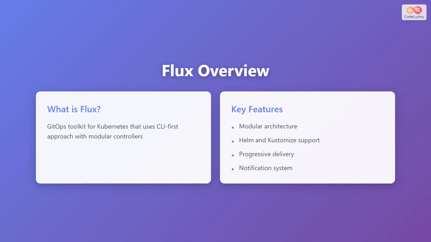The key features of Flux include: first, its modular architecture means you can use only the components you need, making it lightweight and efficient. Second, it has native support for both Helm charts and Kustomize, allowing you to use whatever configuration management tool your team prefers. Third, Flux supports progressive delivery patterns like canary deployments and A/B testing through integration with tools like Flagger. Fourth, it includes a powerful notification system that can send alerts to Slack, Microsoft Teams, or other platforms when deployments succeed or fail. Flux is particularly well-suited for teams that prefer command-line tools, need a lightweight solution, or want fine-grained control over their GitOps implementation.